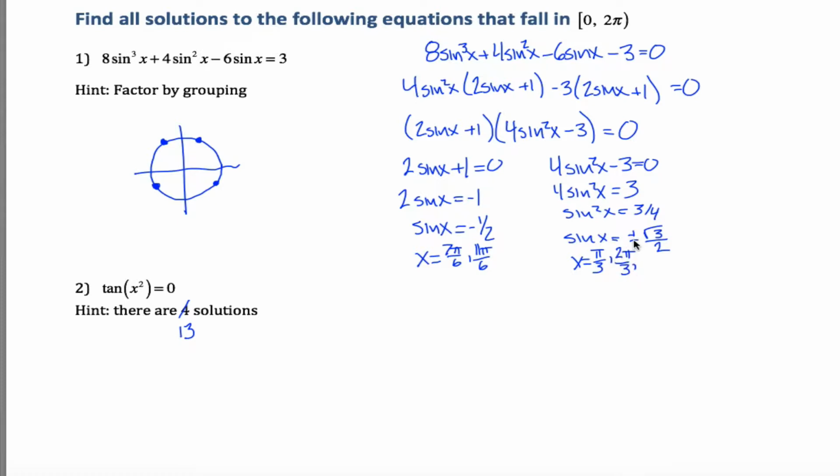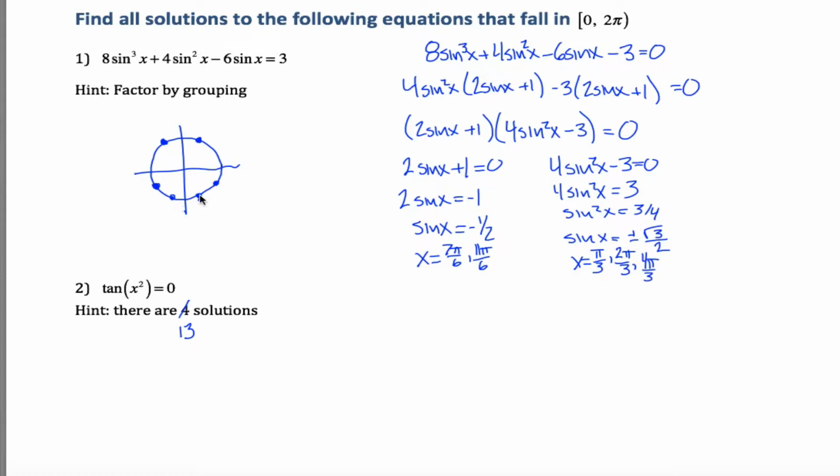But I also have to consider the negative root 3 over 2. That's talking about this guy down here and this guy over here, roughly speaking. So let's see, where are those guys? Well, there's pi, and another 1/3 pi, this distance right here, would bring me down here. So I got 4 pi over 3.